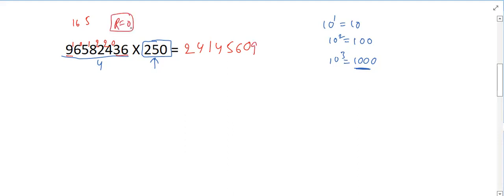Based on this remainder, we have to keep the last 3 digits because you made this number 1000. That 1000 consists of 3 zeros. That's why last 3 digits. So the last 3 digits will be that remainder multiplied with 250. 0 into 250 is 000. Okay, sir. Right, right.